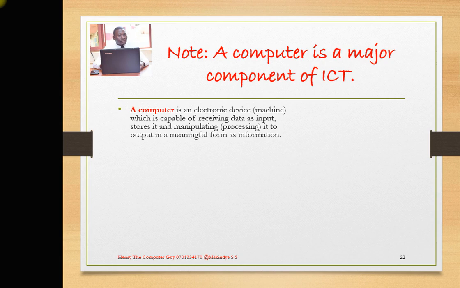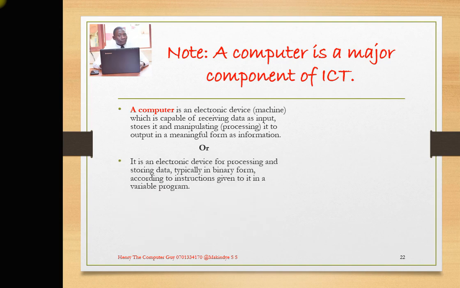And remember, I told you that in the first place, it is always data. When it is entered into the computer, it is processed to something that has a meaning. Then we call that one information. So that device that is capable of accepting the data, storing it, manipulating it, and giving it out in a form that has a meaning is what we call the computer.